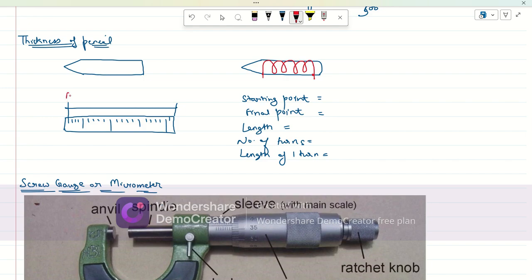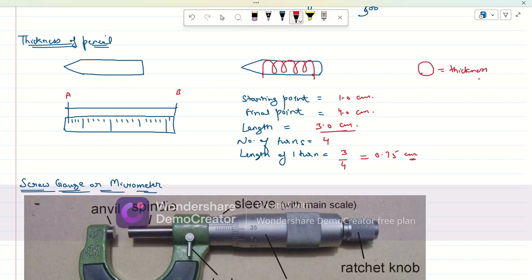Let's say this is the starting point A, this is the final point B. Let's say the starting point is at 1.0 centimeter and the final point is at 4.0 centimeter. Now the total length of the string will be 4 centimeter minus 1, that is 3.0 centimeter. In this 3.0 centimeter there are 4 turns. So what will be the length of one turn? The length of one turn will be 3 by 4, that is 0.75 centimeter, and the length of this one turn will be equal to the thickness of the pencil.